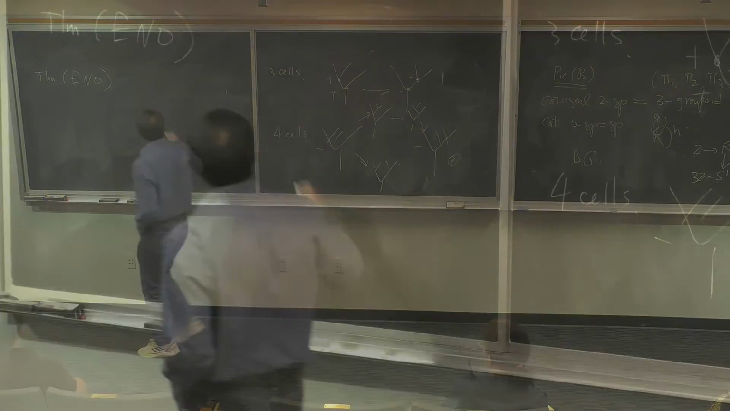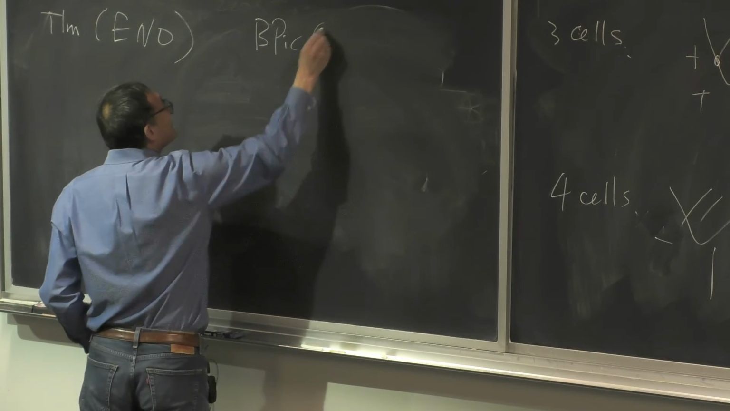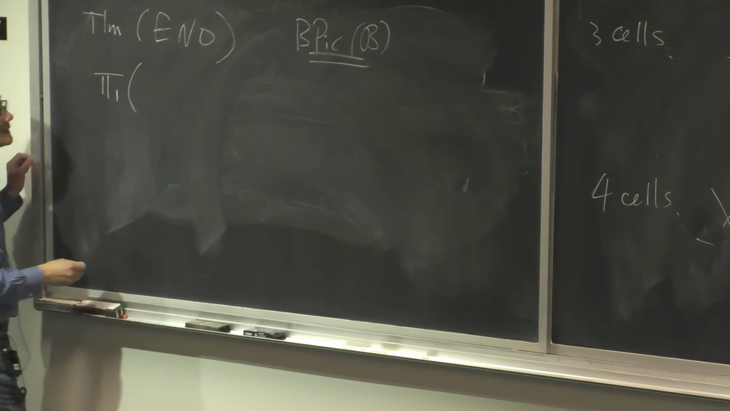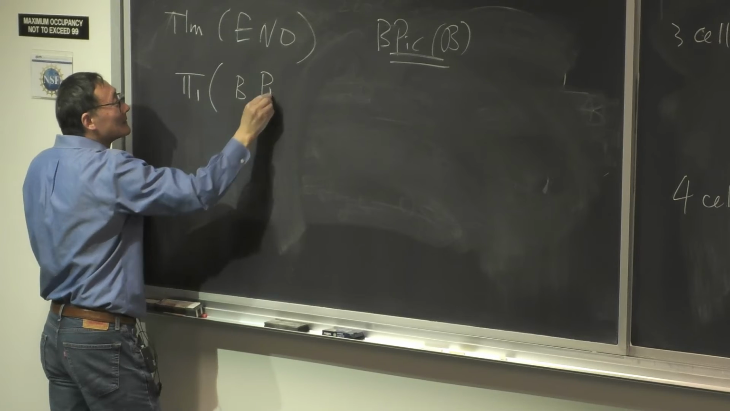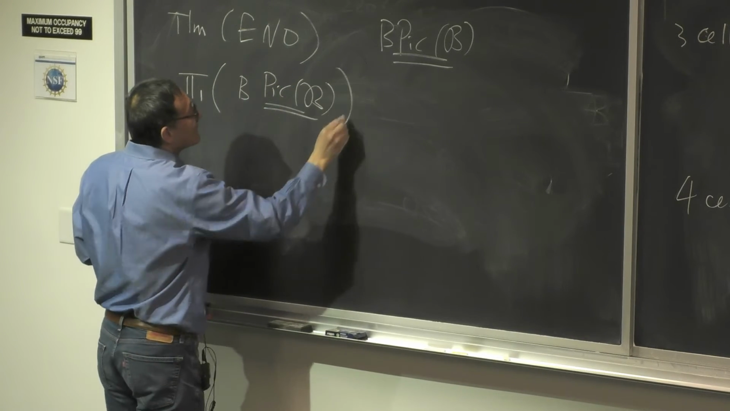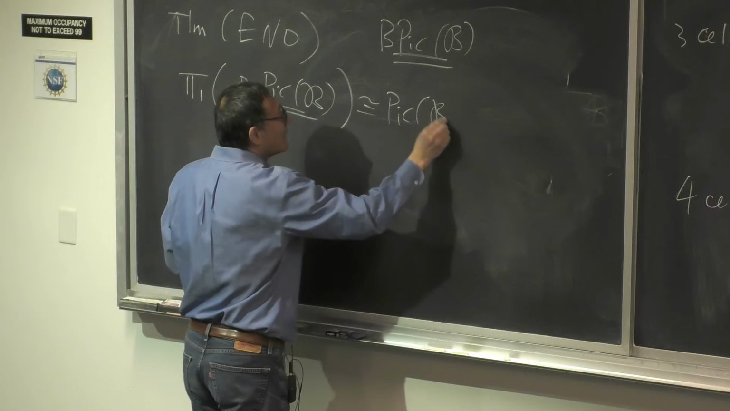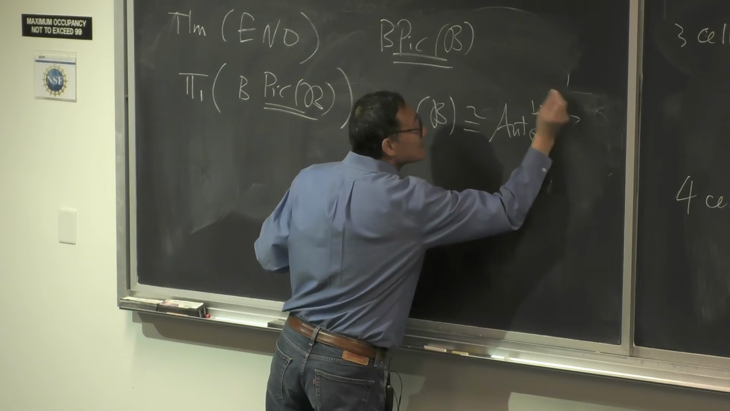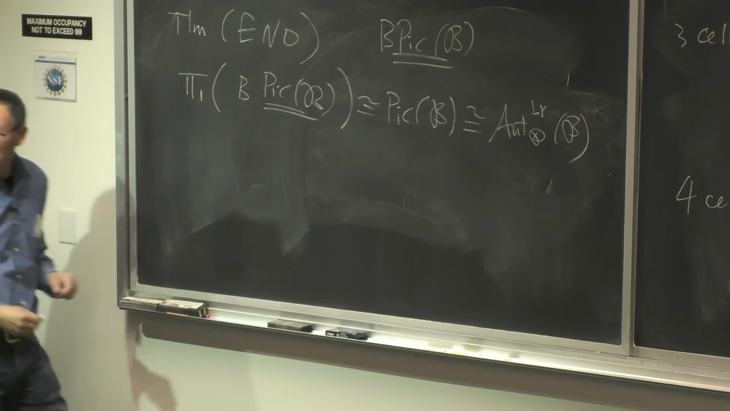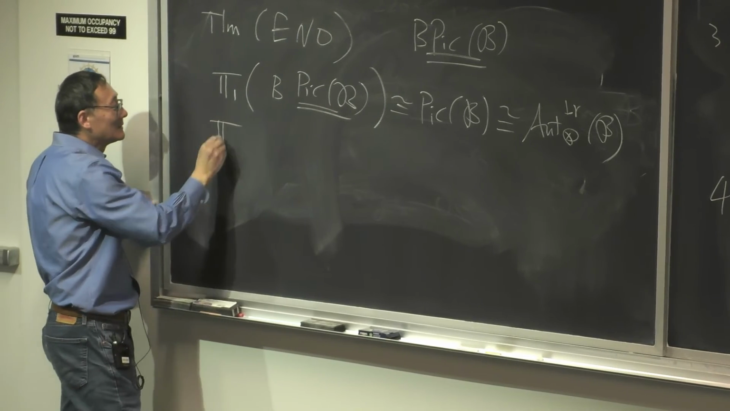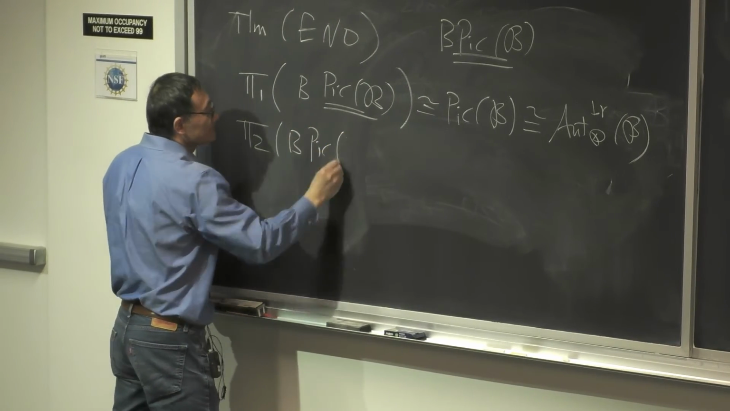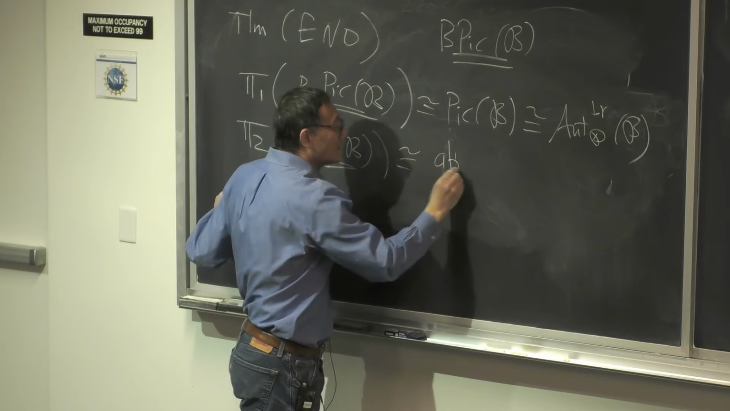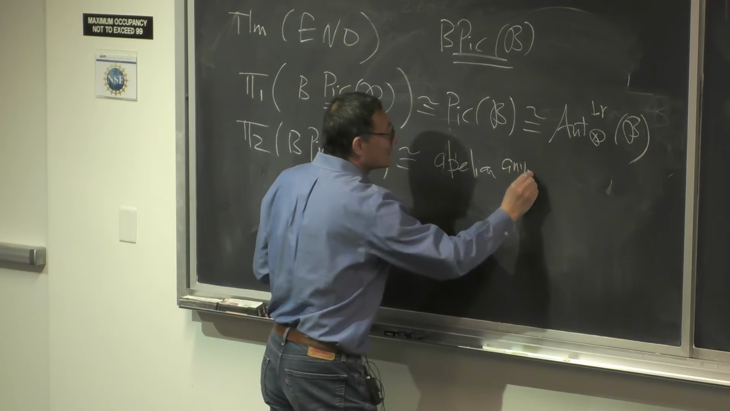This space B Picard, the first group, which is the fundamental group, is the Picard group. The same thing as Aut-braided tensor equivalences. So that's the first homotopy group. And the second one is abelian anyons.